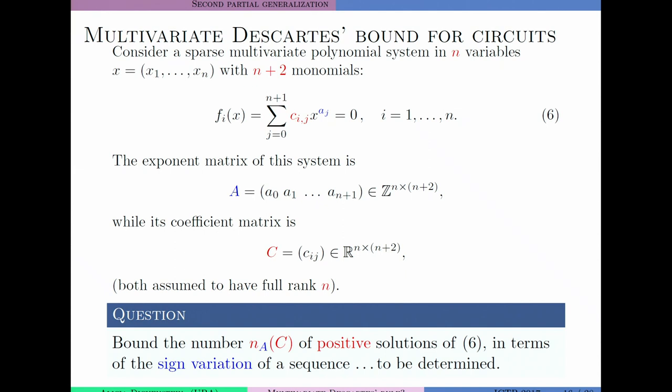And so the question is, we're going to call it A and C. So A are the exponents and C is the coefficients. And we want, once we fix A and C, to understand the number of positive solutions of this system in terms of the sign variation of some sequence that we have to determine. We don't know it for the moment. Okay, but this is the problem.